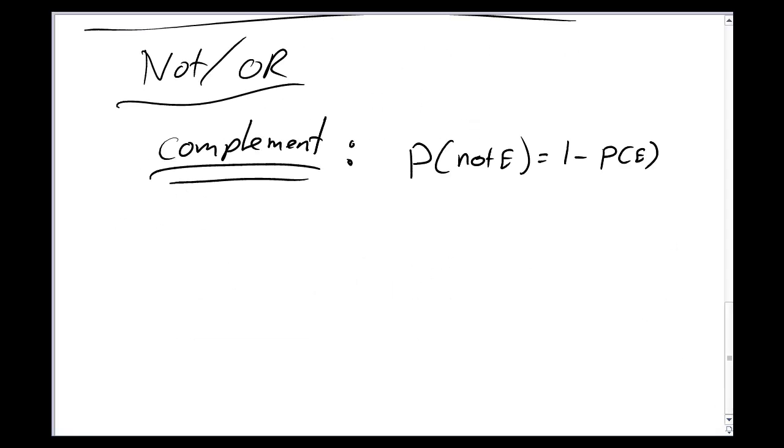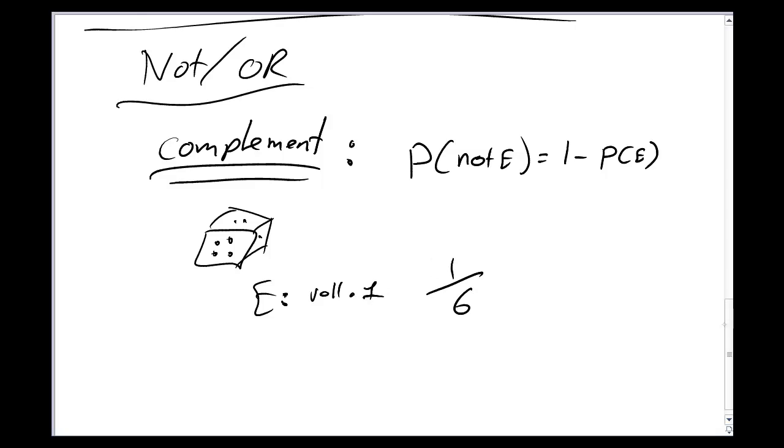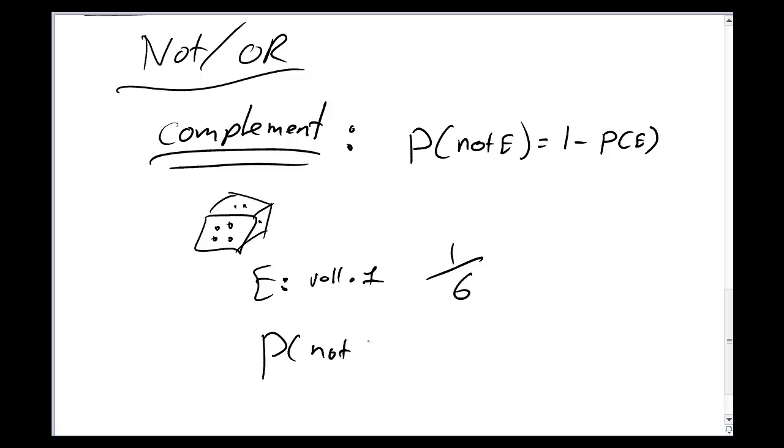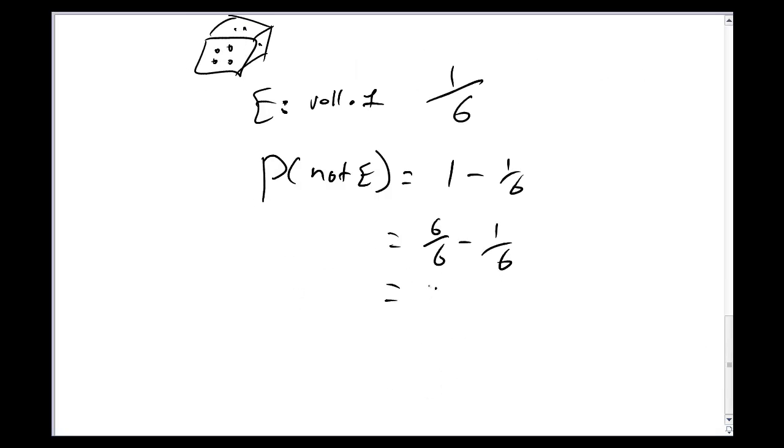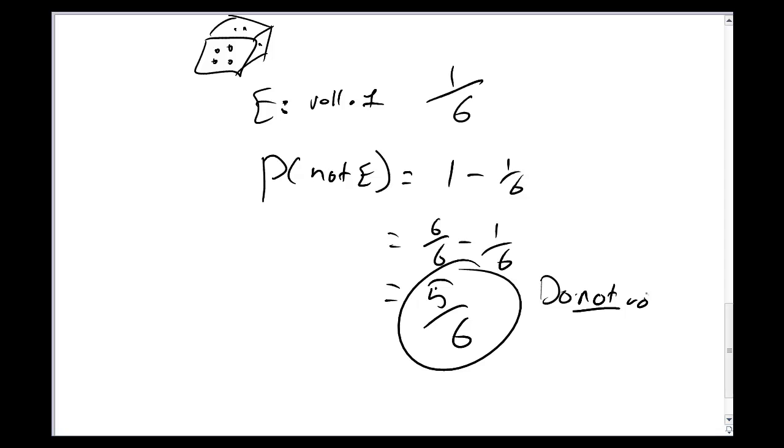So let's talk about something cool. Let's talk about a die. It's the singular of the word dice. I don't have a pair of dice, I have 1 single die. And so we know that there's 6 possible outcomes here. If I call my event the chance that I roll a 1, then I know that the probability of that is 1 out of 6. So the probability of the complement of E happening is going to be 1 minus 1/6, which in fractions is 6 over 6 minus 1 over 6, which is 5 over 6. So there's a 5/6 chance that I do not roll a 1. So that's what complement is.